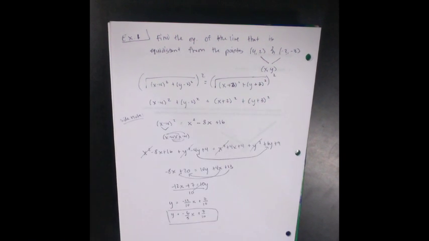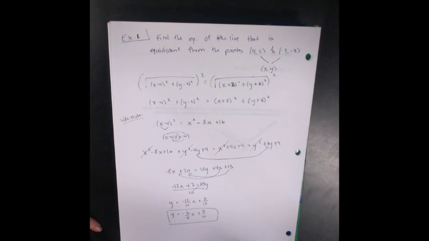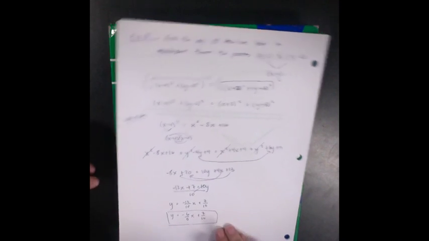This is the equation of the line that is equidistant from both of these points. Okay, these are kind of lengthy problems, so you have to make sure you don't make mistakes along the way. All right, let's do another example.